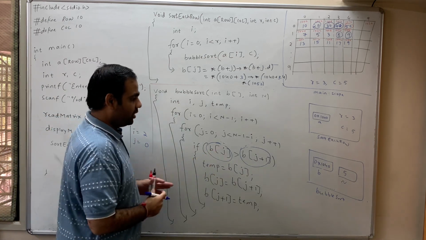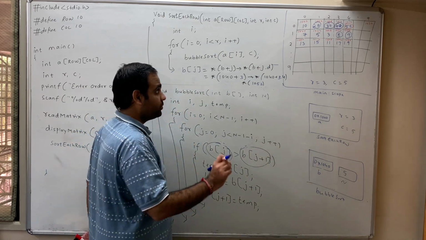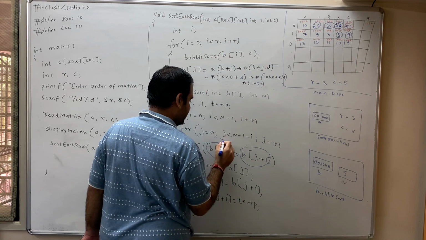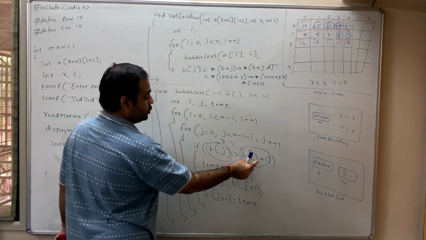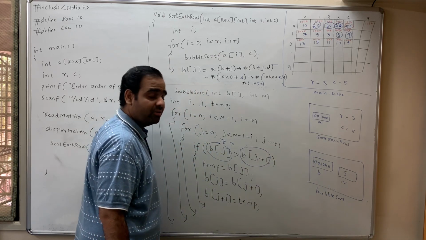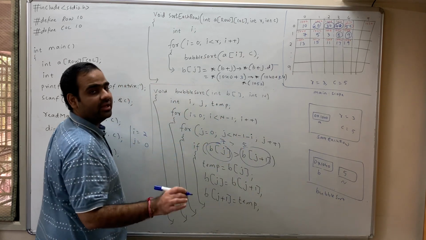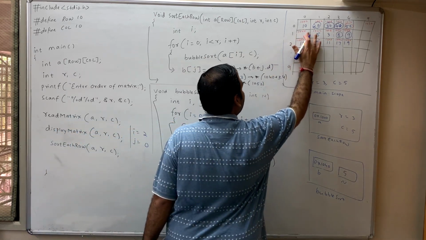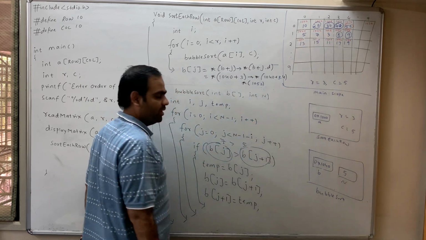b of 0, now what is b of 0? Star 1040 plus 0 into 4 is star 1040, it is 7. Is it greater than b of j plus 1? j is 0, 0 plus 1 is 1. B of 1 is 1040 plus 1 into 4 is 1044. 1044 is 5. 7 greater than 5. Yes, sir. Therefore, you swap the value. 5 comes here and 7 goes over here.